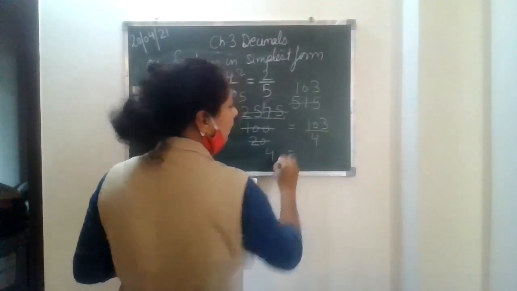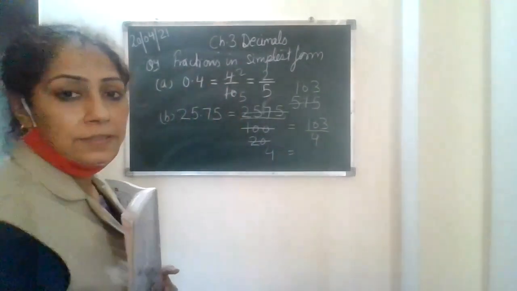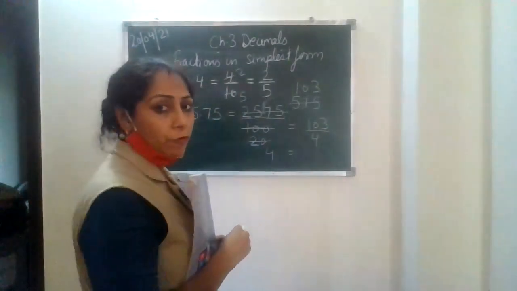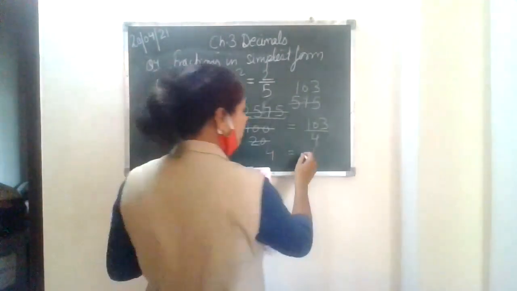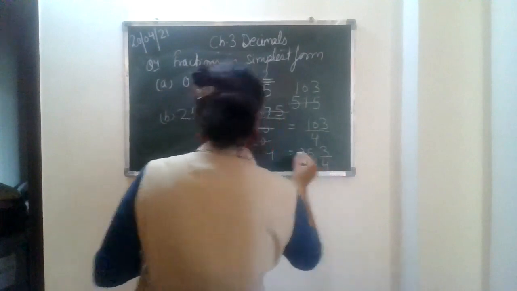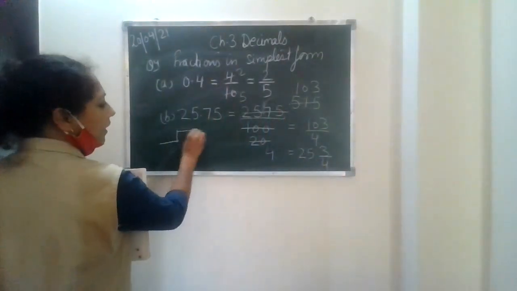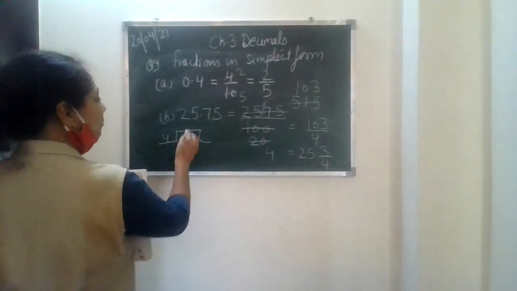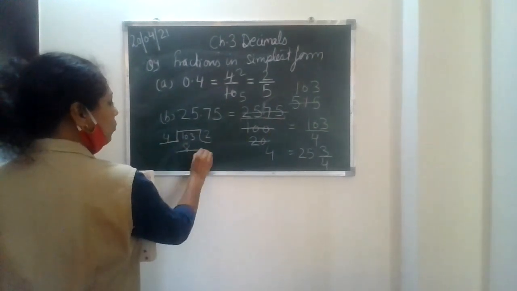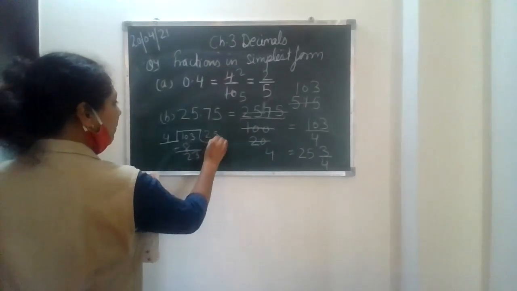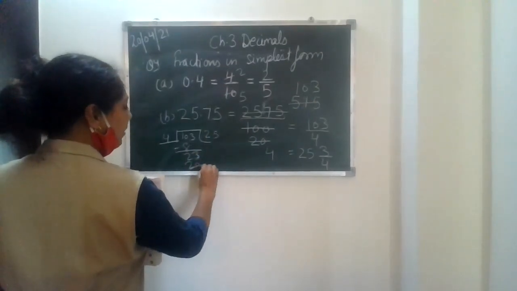Now this is a fractional form, which is an improper form. We can convert it into a mixed fraction. So 4 times 25 is 100, remainder 3, so 25 and 3 by 4. I'm going to do the rough work over here. Those who find it difficult to divide 103 by 4 straight away: 4 twos are 8, 25 balance, sorry, 23, then 4 fives are 20, and 3 is the remainder.